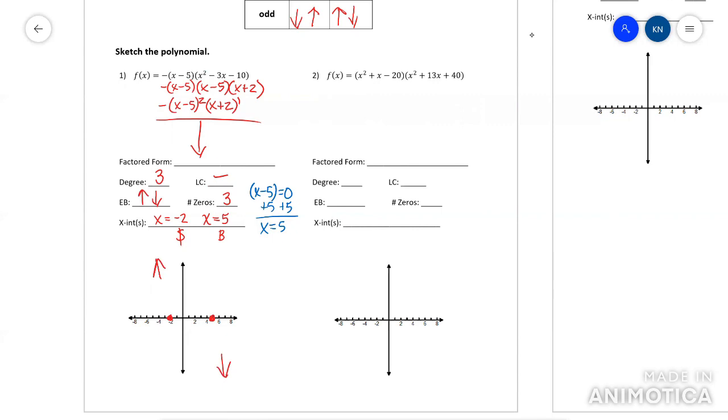Now, another little piece of information that I advise you to get is your y-intercept. You just plug in x equals 0 to find it. So I would take this equation right here and make all the x's 0.